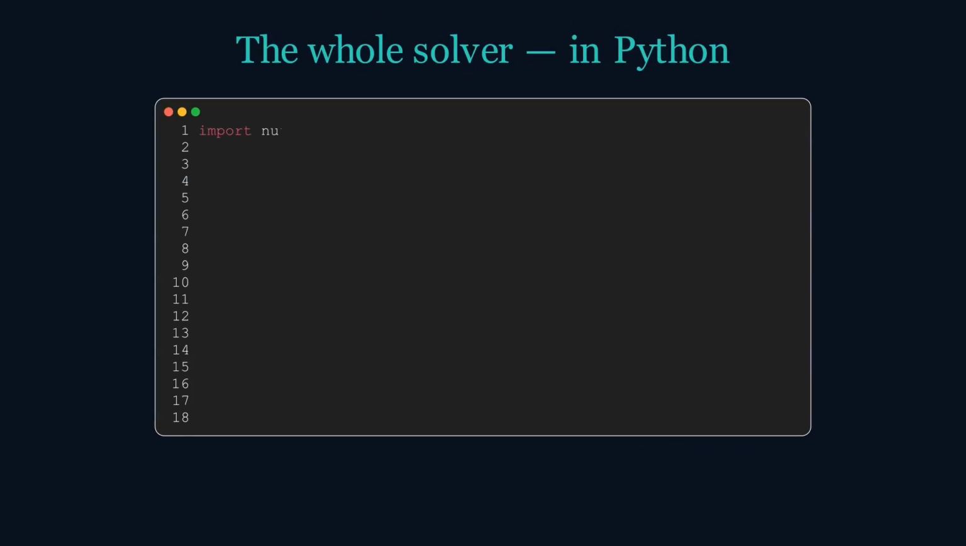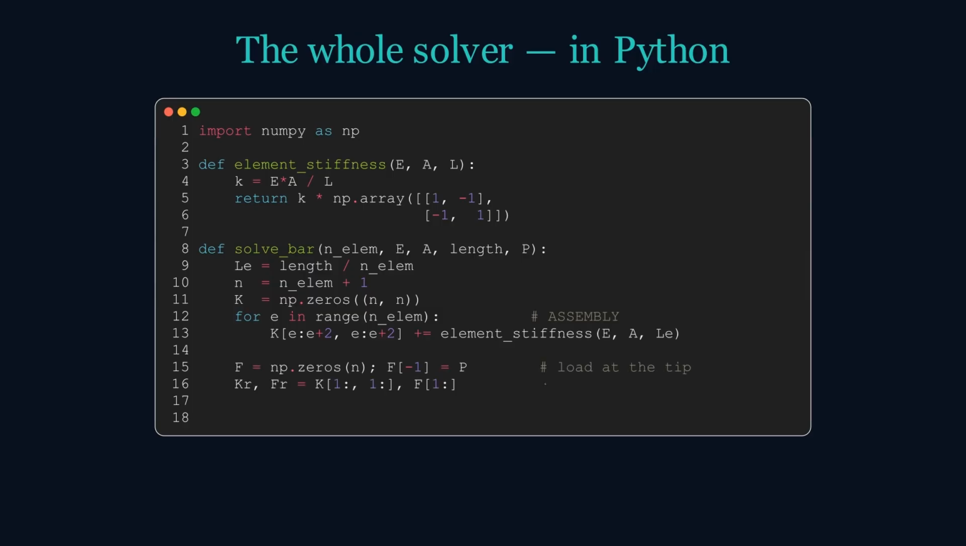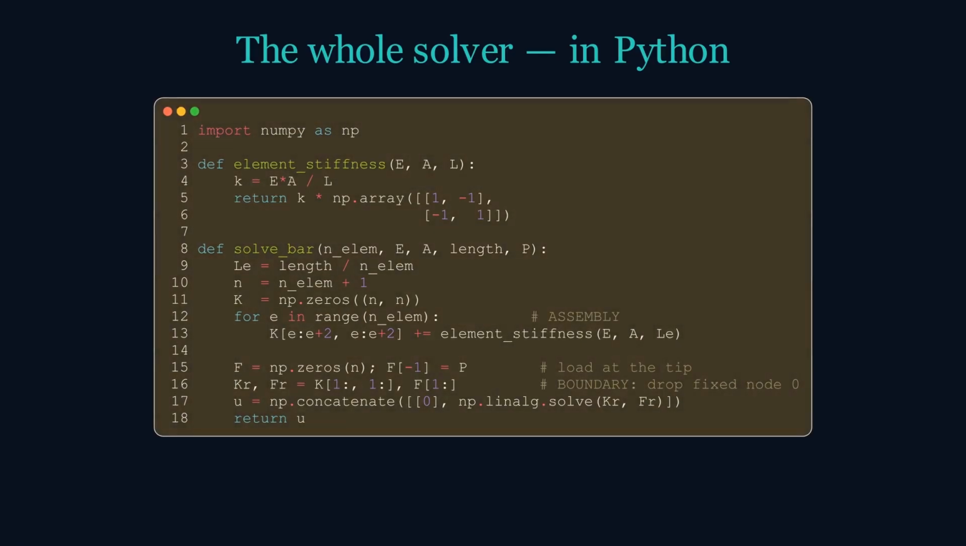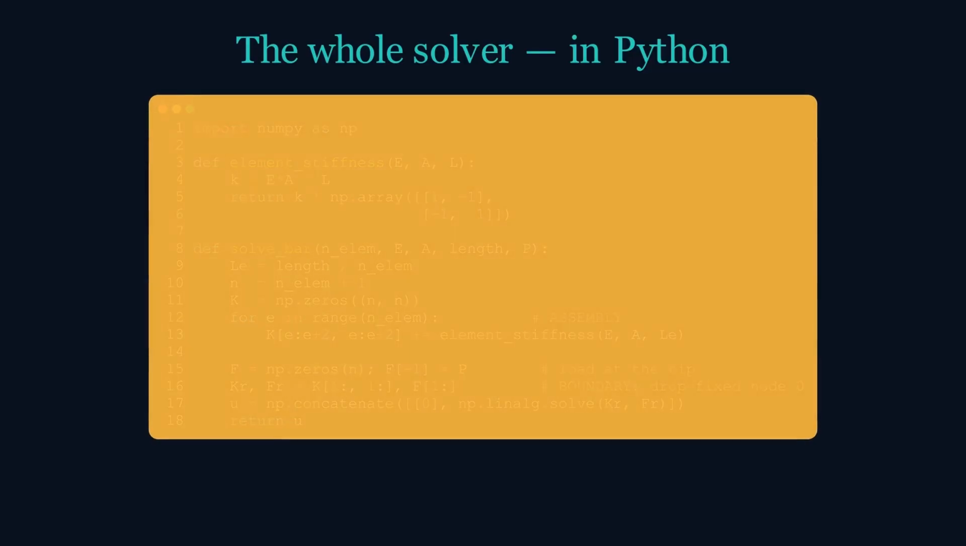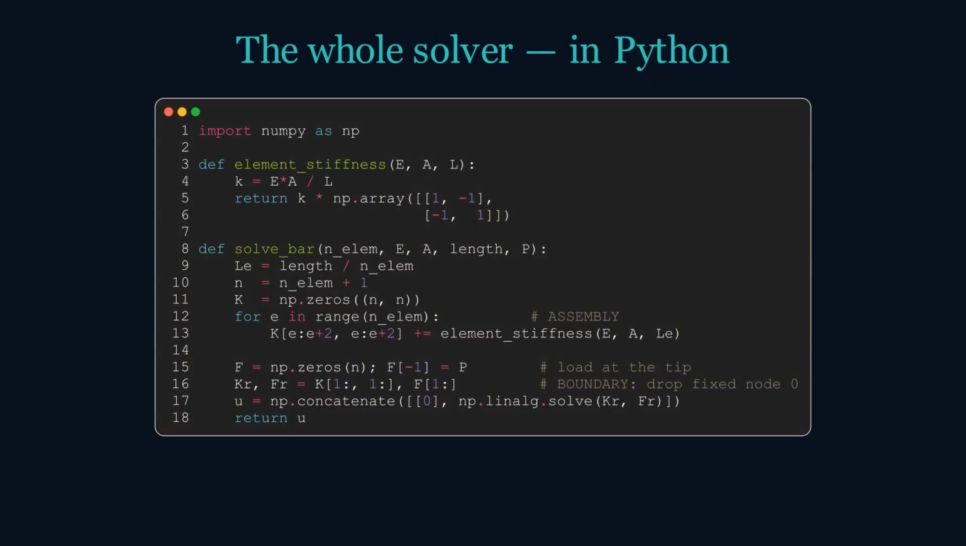And here is everything we just built as real Python. There's no library doing the physics for us. The element matrix, the assembly loop, the boundary condition, the solve: every line is ours, and you understand each one. The assembly loop is the overlap and add we animated. The two-line boundary step drops the fixed node. And then one call solves the system. That's the entire finite element method, start to finish.